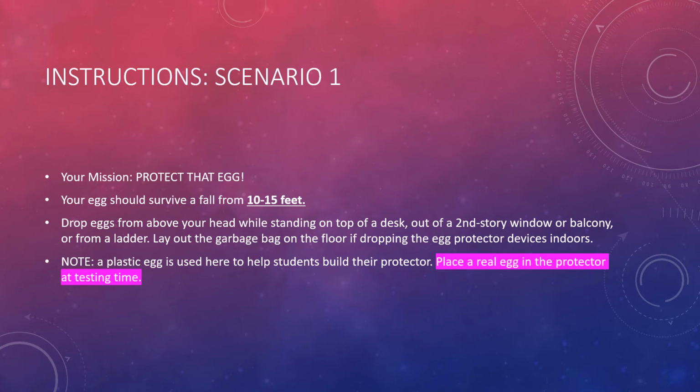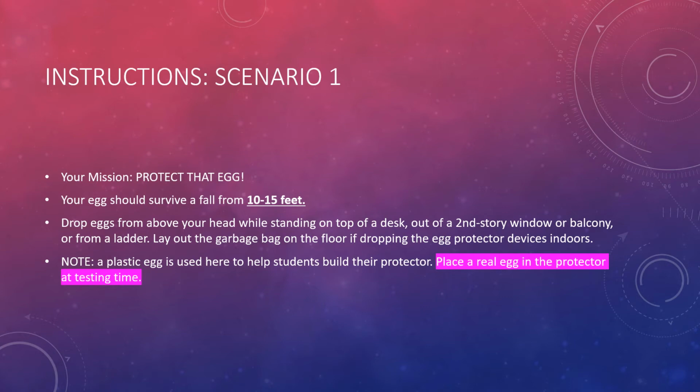This is from an adult standing, not a child. Or you can drop it out of a second-story window or a balcony or even from a ladder. My advice is to lay out a large plastic garbage bag, or if you have it, a large plastic tablecloth on the floor if you're dropping an egg protector device indoors.